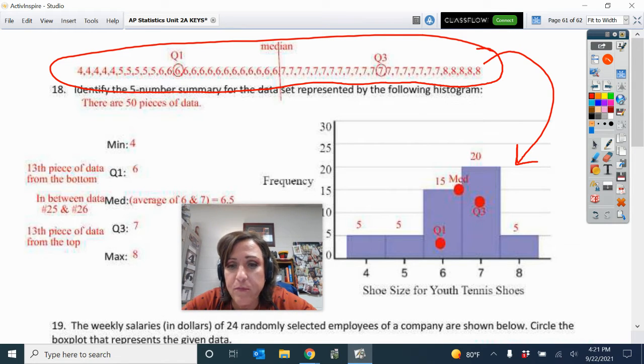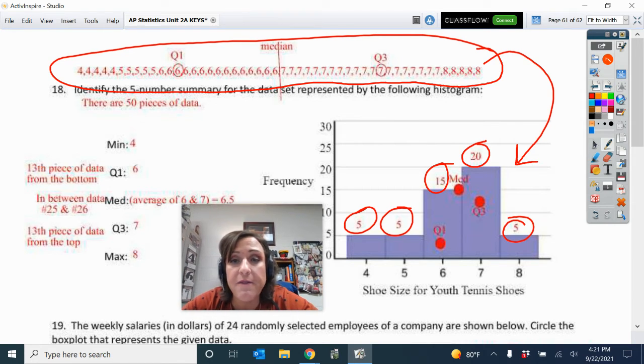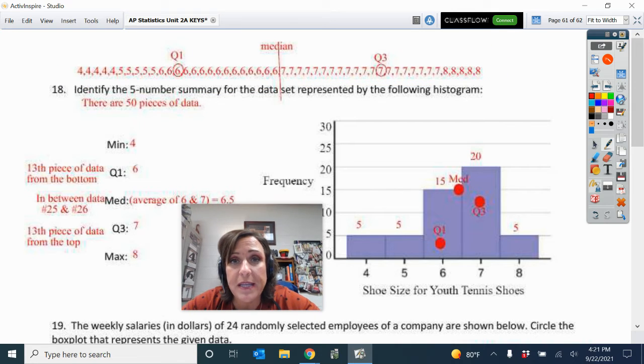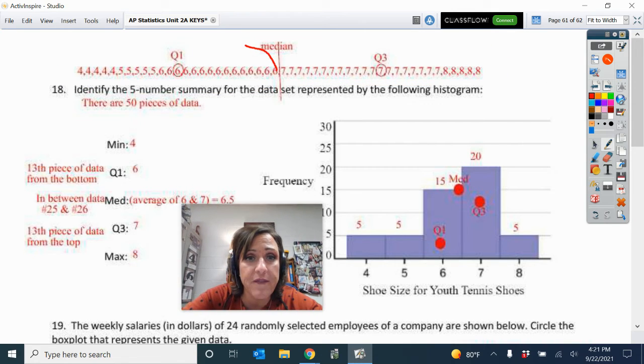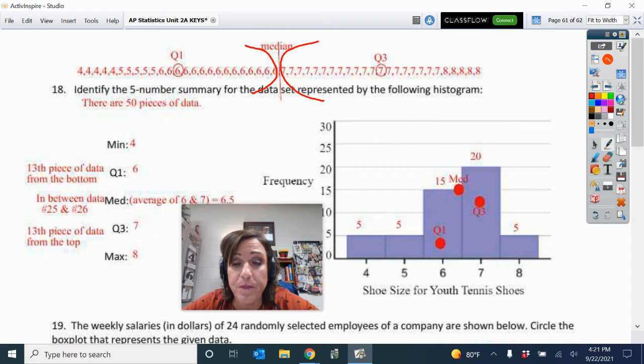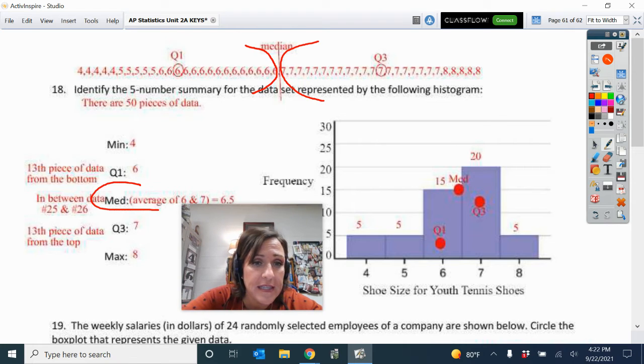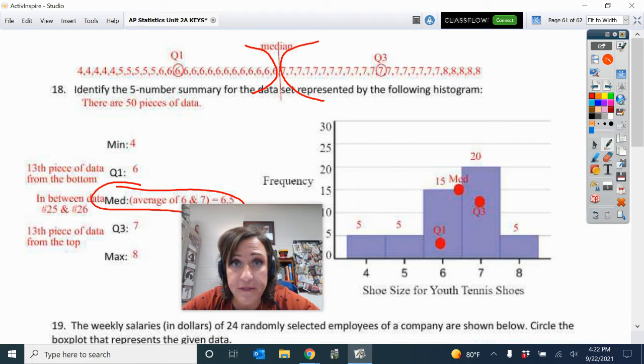You can see 5 plus 5 plus 15, 20, and 5. So you can see the total of all of these numbers is 50 pieces of data. So if you have 50 pieces of data, then you would split them in half and you would have 25 pieces of data on the bottom half and 25 pieces of data on the top half, which I can clearly see means I need to average together the numbers 6 and 7. So my median is 6.5.